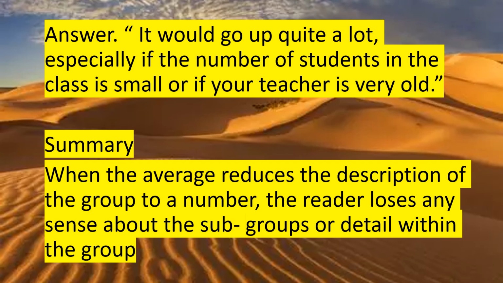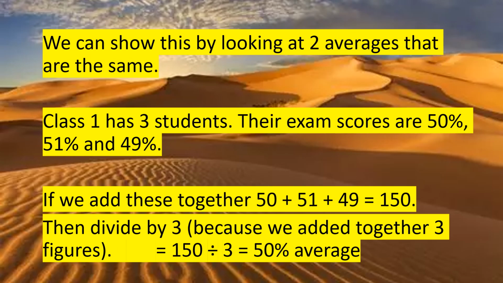It would go up quite a lot, especially if the number of students in the class is small or if your teacher is very old. So, summary: when the average reduces the description of the group to a number, the reader loses any sense about subgroups or detail within the group. We can show this by looking at two averages that are the same.